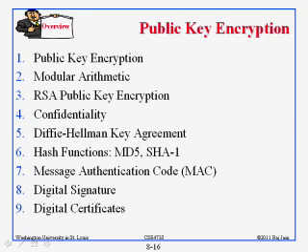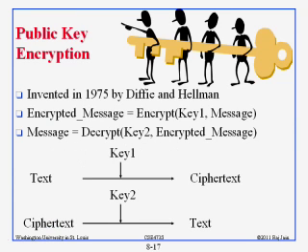We are going to continue with public key encryption. And so the public key means that at least there is one key which everybody knows. All right. So this was invented by two professors at Stanford, Diffie and Hellman, in 1975.